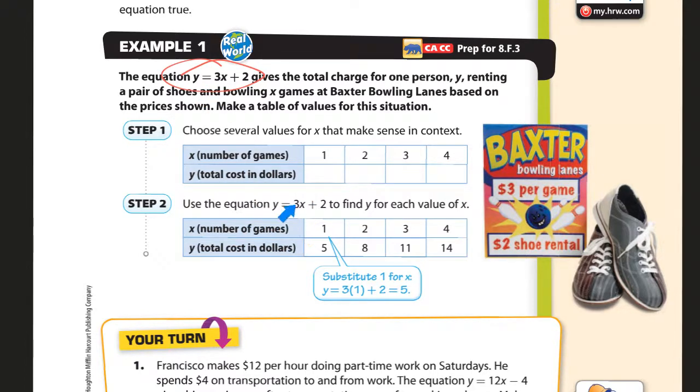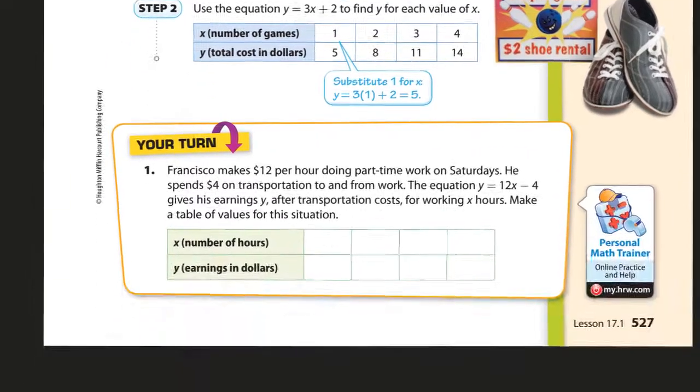So one game: 3 times 1 is 3, plus 2 is 5. If I plug 2 in for x instead of 1, we get 6 plus 2 is 8. Then 3: 3 times 3 is 9, plus 2 is 11. And 4: 4 times 3 is 12, plus 2 is 14. So there is our table of values, and we use that over here.